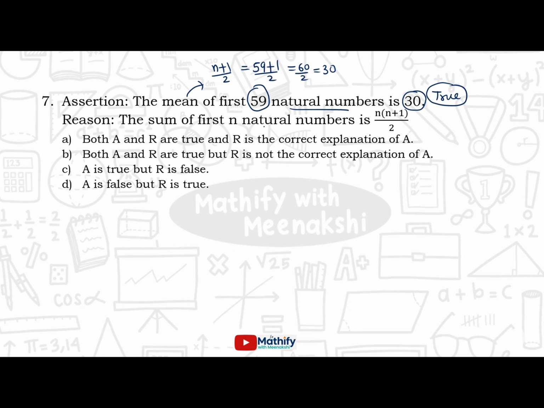Let's see the reason now. The sum of the first n natural numbers is (n plus 1) by 2. That is also true, and it's the correct explanation because you will get the mean using this formula only, because you will divide this by n. So here the correct option is A. Let's move to the next question.